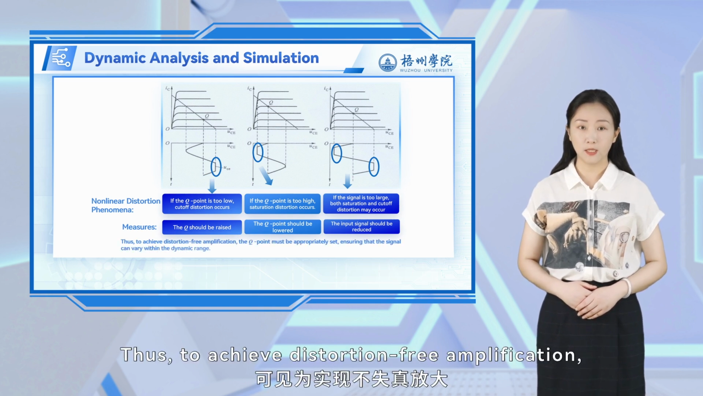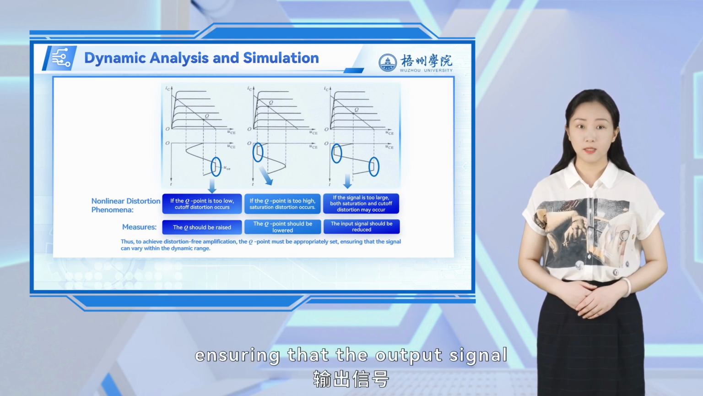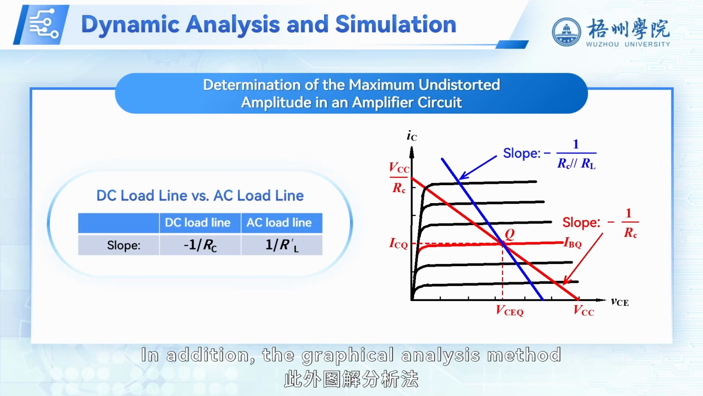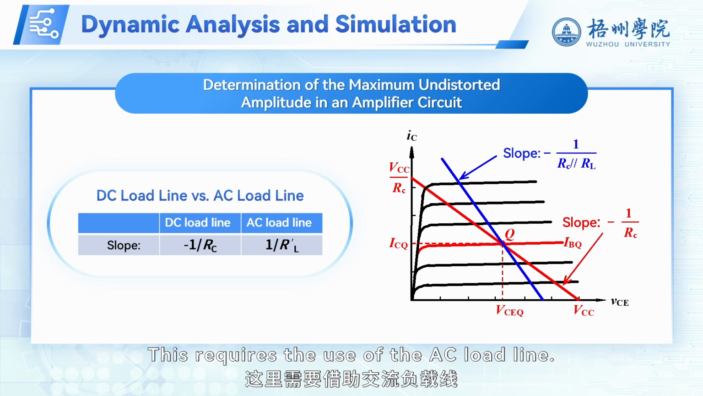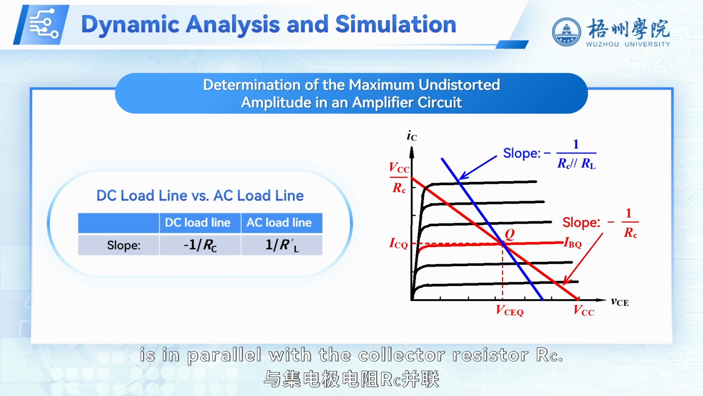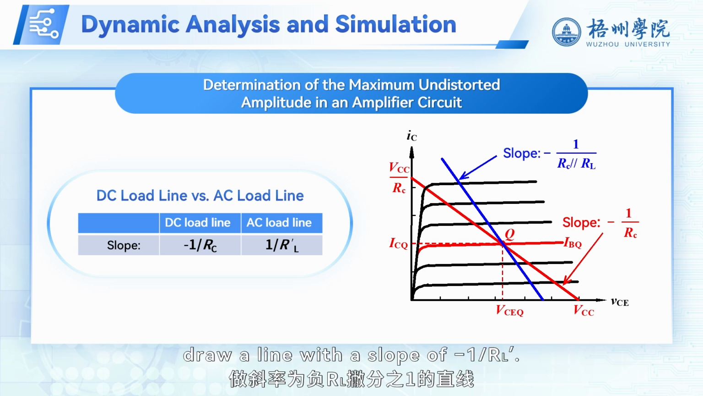Thus, to achieve distortion-free amplification, the Q point must be appropriately set, ensuring that the output signal can vary linearly within the dynamic range. In addition, the graphical analysis method can be used to determine the maximum undistorted output amplitude of the amplifier circuit. This requires the use of the AC load line. In the AC path, the load resistor RL is in parallel with the collector resistor RC. Therefore, through the Q point, draw a line with a slope of -1/RL'.